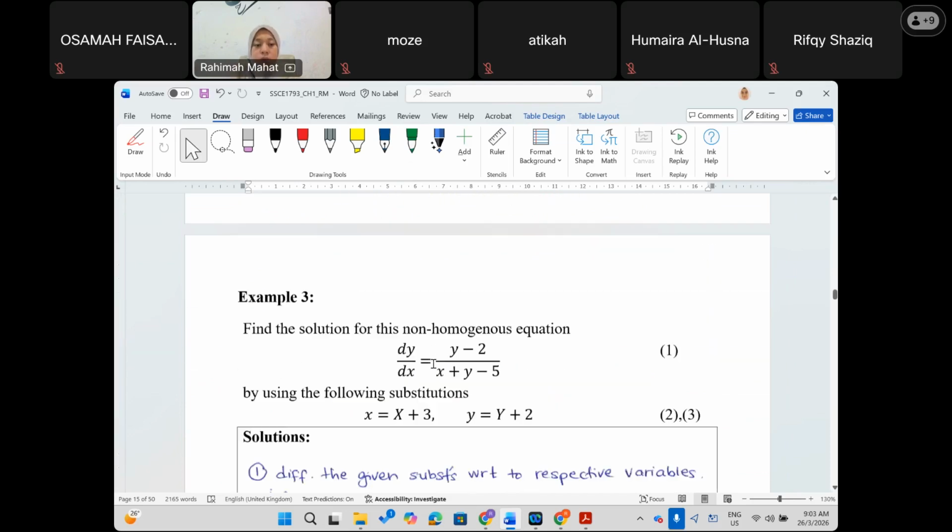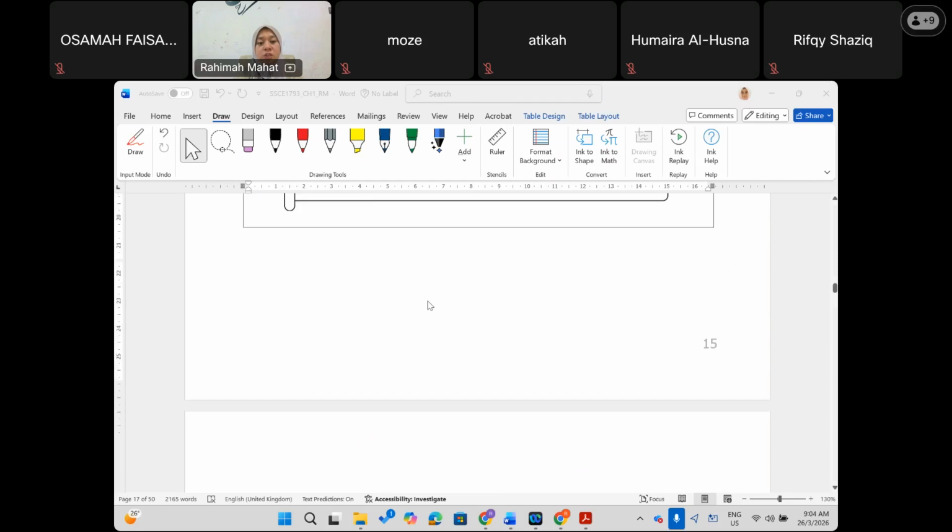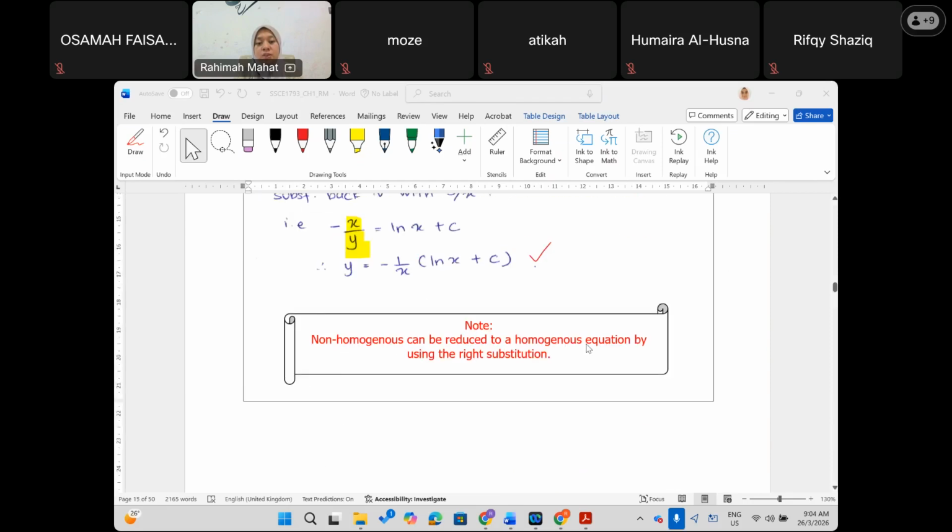Okay, next. This one. Find the solution for this non-homogeneous equation, equation 1, by using the following substitution. Because it is already stated that this equation is non-homogeneous, you need to solve by using the following substitution. As mentioned in the notes given here, the non-homogeneous equation can be reduced to a homogeneous equation by using the right substitution.